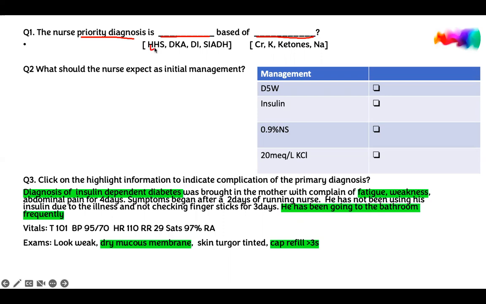So is it HHS? Well, based on what we know, no, this is not HHS. Is it DI? No, it doesn't look like DI, even though it's having high urine output. That's not a DI. Is it SIADH? No. And so we know it's DKA. Based on this, what do you think? Is it creatinine that is high, potassium that's slightly high, ketones, or sodium? It's because of ketones. So you make the diagnosis based on this and that. So this is where they will score you 1 out of 1 or 0 out of 1, because you chose the right diagnosis, but the reason is wrong.